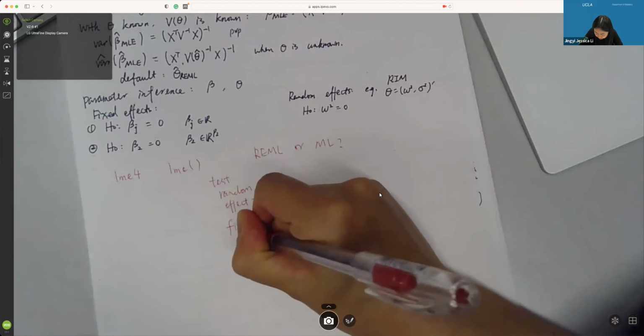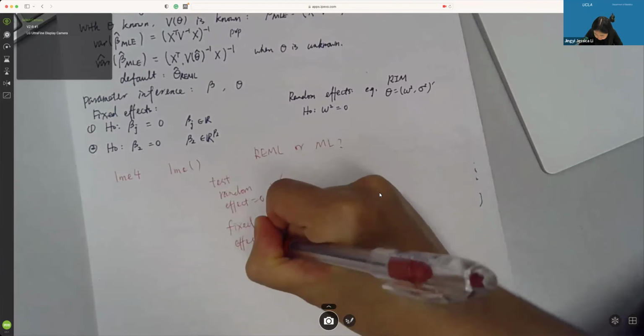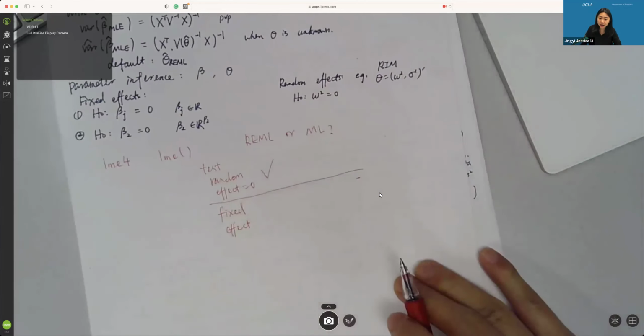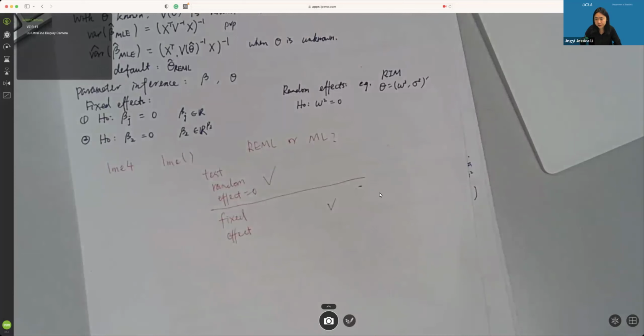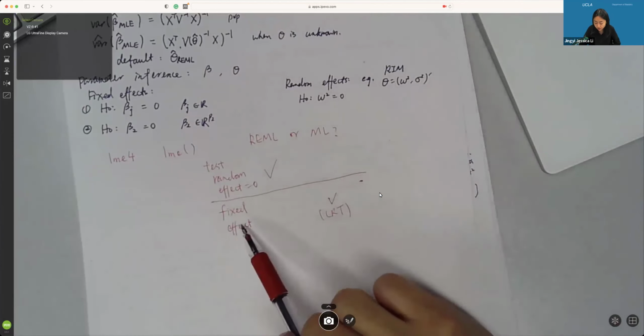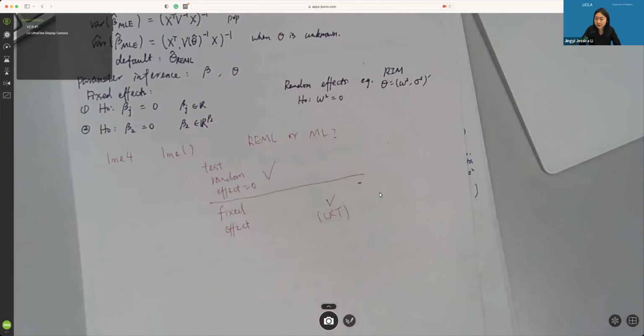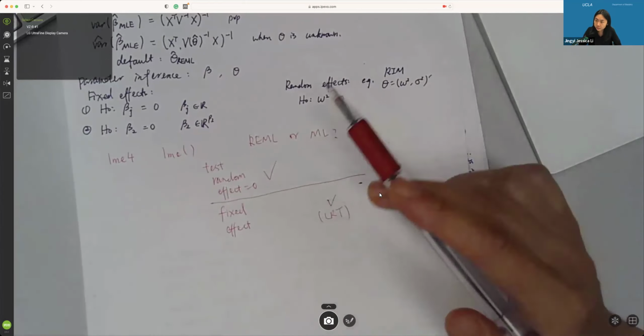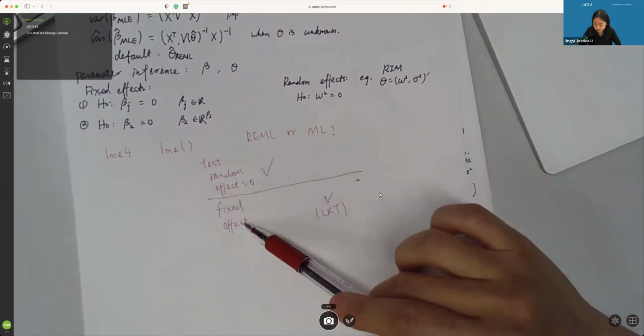But if you are interested in testing the fixed effect, if that's what you're interested in, then you want to use the ML. So if you're interested in beta, in that case, you would just use the full likelihood and do a likelihood ratio test to compare two models. Say one with the fixed effect set to 0, the other with the fixed effect free. Then you can do the likelihood ratio test. And the two likelihoods must include your beta, right? So you must go with a full likelihood, not just the marginal likelihood for theta. So you will use ML. So basically the goal is whether you're interested in fixed effect or random effect.